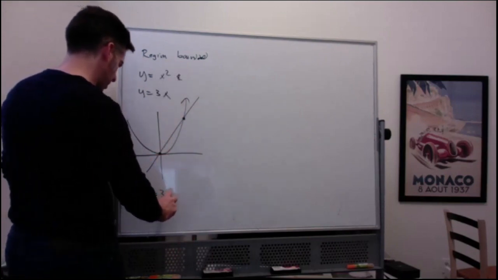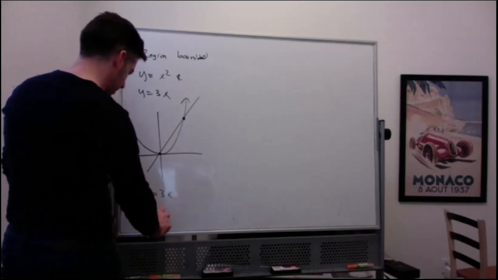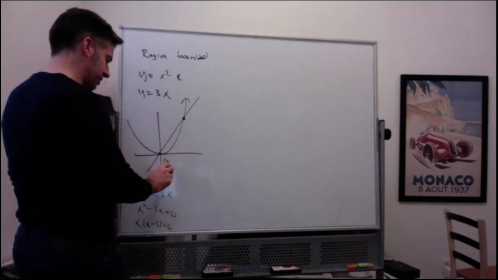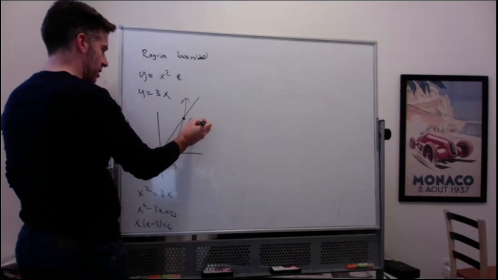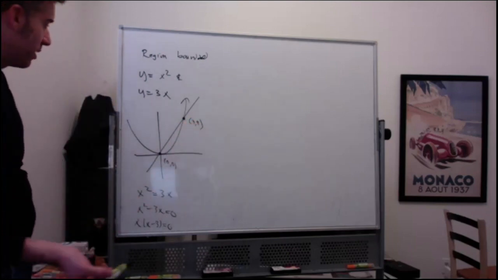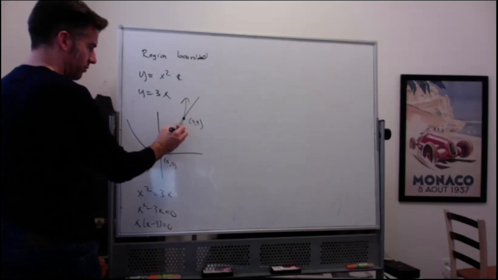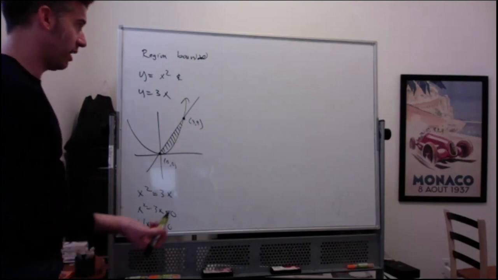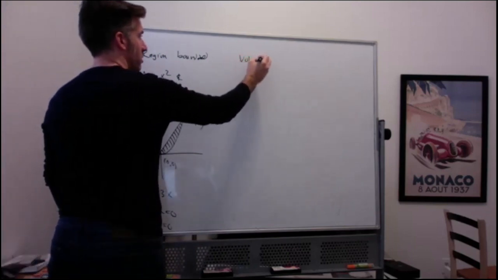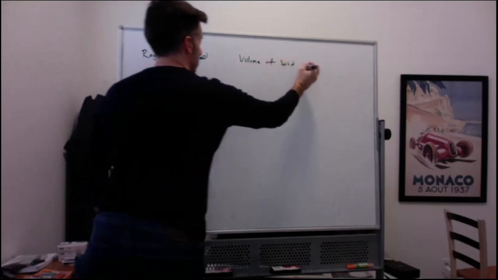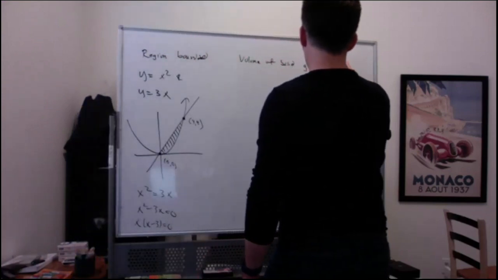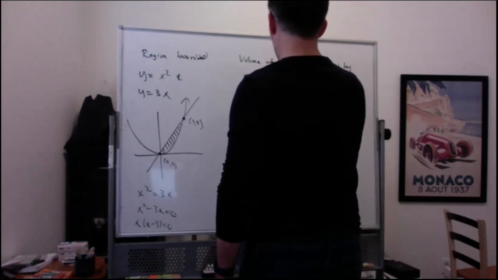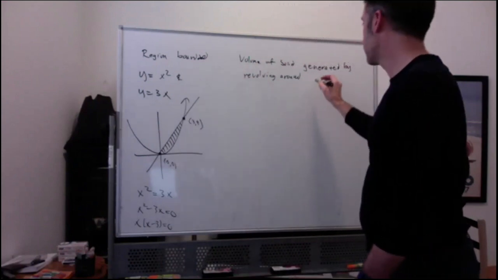We set these equal to each other. X squared equals 3x. You get x squared minus 3x equals 0. You get x times x minus 3 equals 0. You get the points, not surprisingly, (0, 0) and (3, 9). X is 0 and x is 3. So we're looking at this region here. And I want to find the volume of the solid generated by revolving around either axis. Let's go y-axis first.